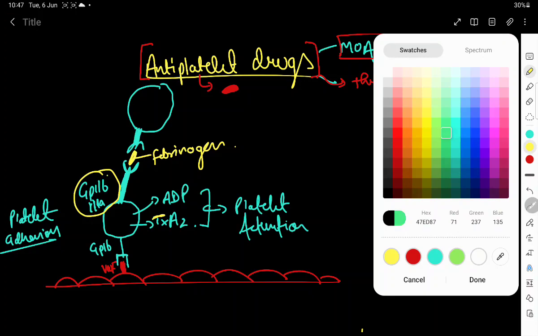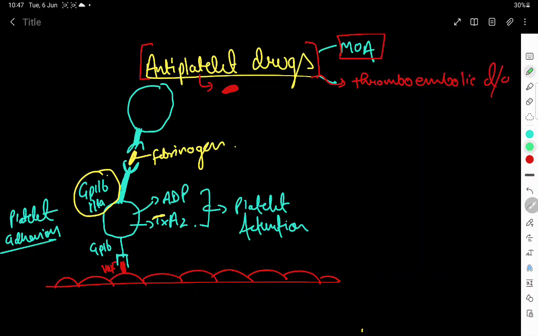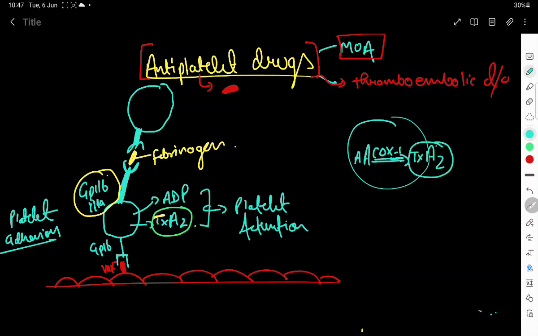The first class of drug is the one which acts on thromboxane A2. Let's try to understand how. This was our platelet. We had arachidonic acid in every cell membrane, which via the COX enzyme, especially COX-1, is broken down into thromboxane A2. Thromboxane A2 is a molecule that causes platelet aggregation and leads to thrombus formation.